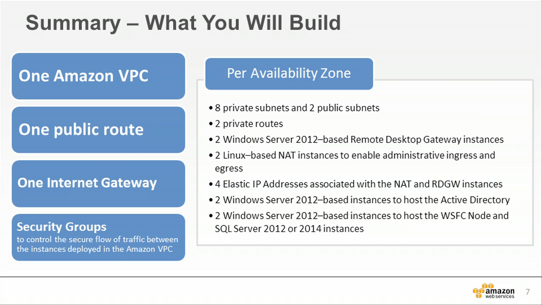Windows Server 2012 remote desktop gateway instances, and this is part of the Active Directory infrastructure we'll talk briefly about. NAT instances for routing out from the private subnets to the public internet without exposing and providing public IPs back into that infrastructure. Elastic IPs associated with those instances, and then 2 Active Directory nodes and 2 Windows Server failover clustering nodes of 2012 or 2014. So that's really what's part of this whole infrastructure and part of this guide that we're talking through.